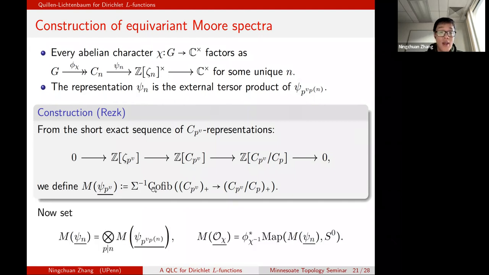Now we just set the equivariant Moore spectrum for this psi_n to be the external tensor product of all those equivariant Moore spectra for these prime factors. And then for O_K, for some reason I have to do some dual and then pull back, but that's some technicality. You don't need to do this.